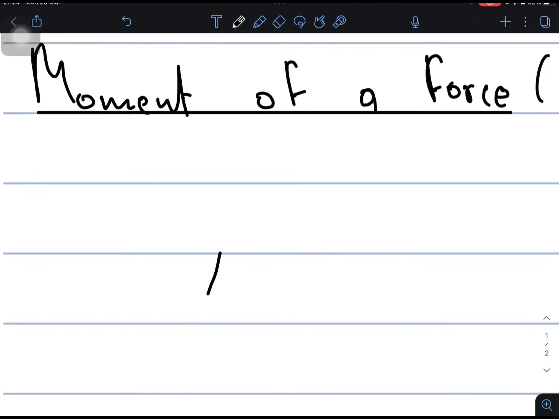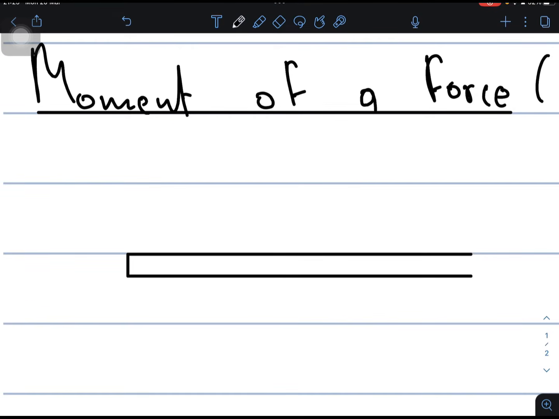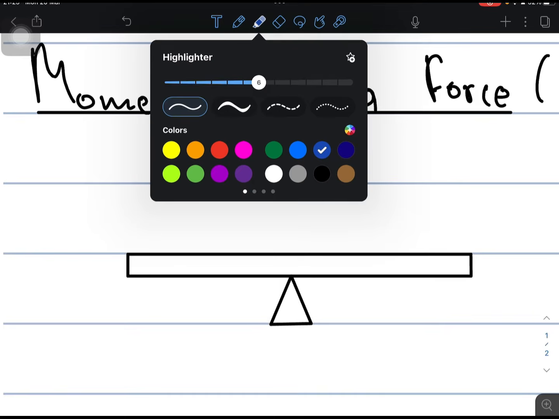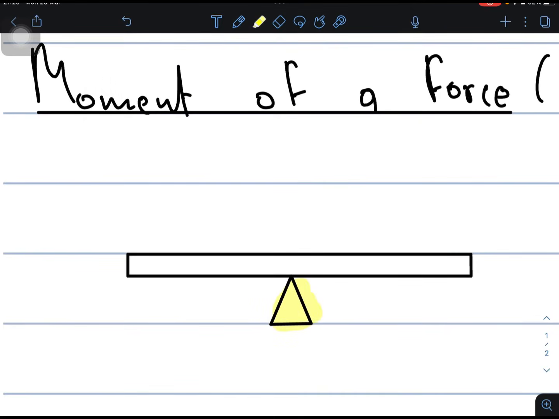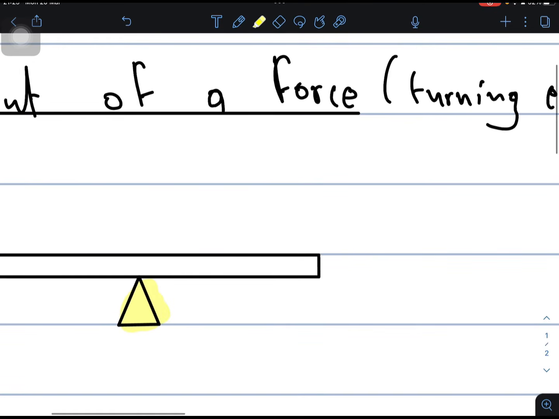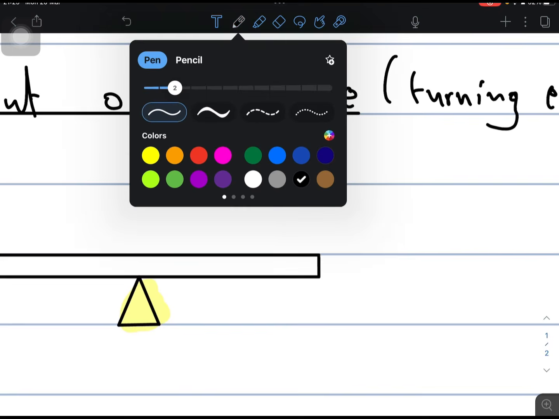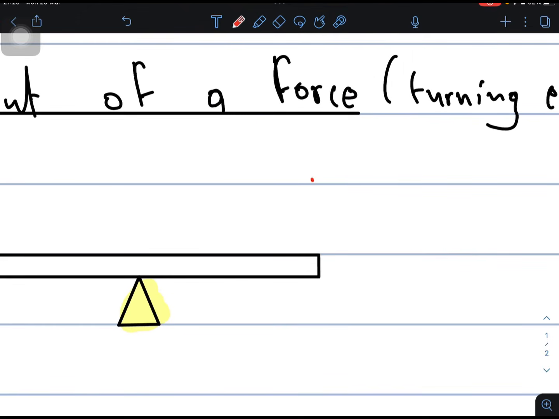Suppose I have a beam, and the beam is free to turn about a point or about this fulcrum. Okay, this is our turning point, or as we like to call it, the fulcrum. Okay, what is a moment, guys?